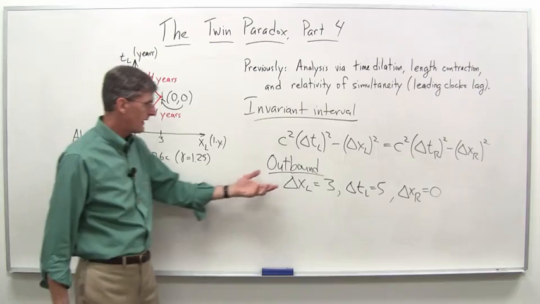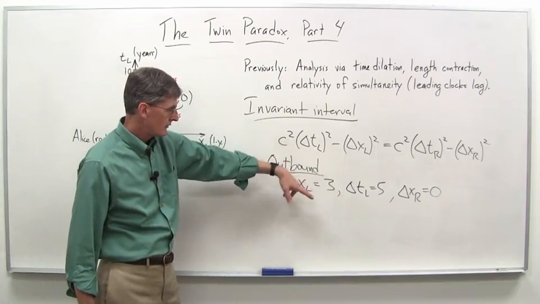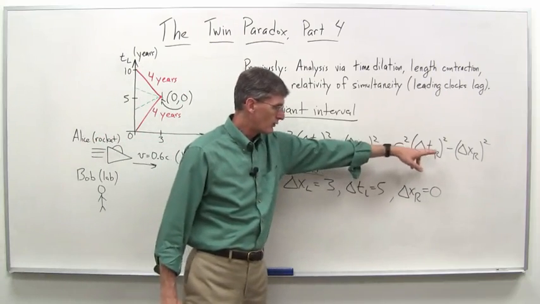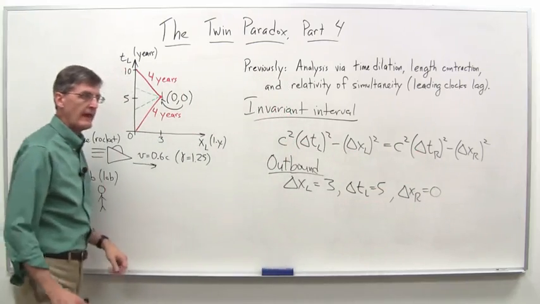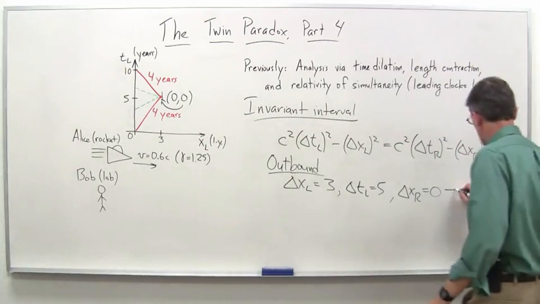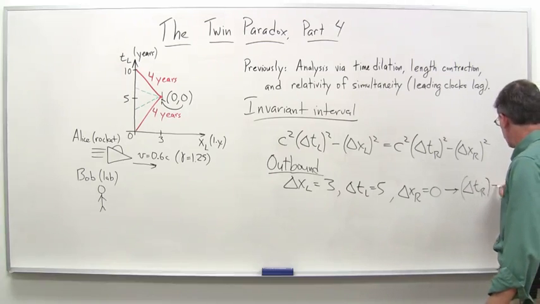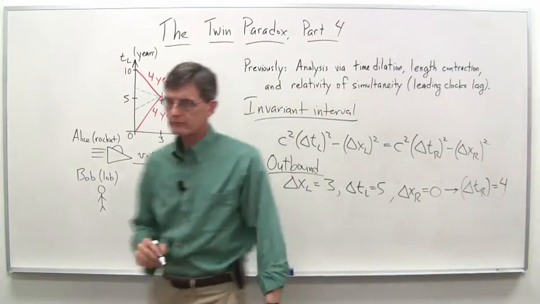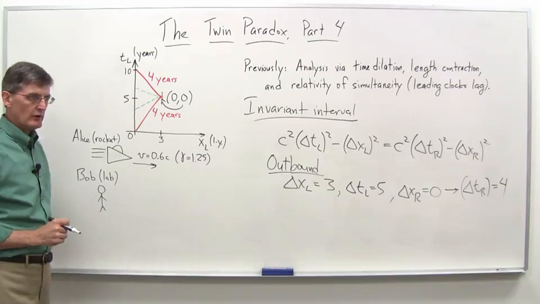And so we can see we have everything we need here. We've got delta X L and delta T sub L. We have delta X R over here, which is 0, so that disappears, and so we're just left with delta T R. When you plug in the numbers here, we get delta T sub R equals 4. It's easy to verify that if you want. So that's the outbound trip.